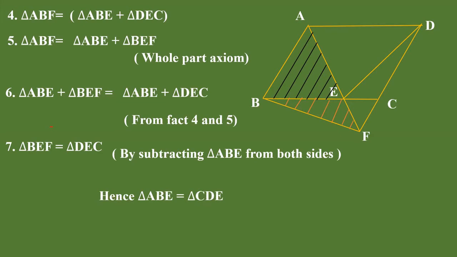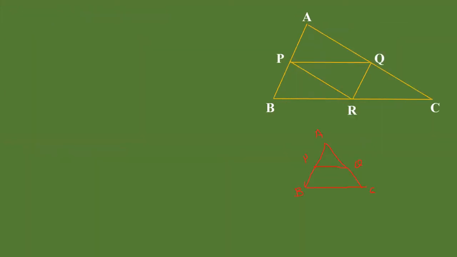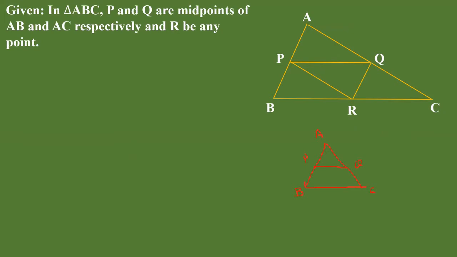Now, let's move to the next problem. This is another problem. Let's check the given. The triangle ABC is given, and here P and Q are the midpoints of AB and AC respectively, and R is any point here. Before we proceed, let me show you what we have to prove here. Triangle PQR is equal to 1/4 of the triangle ABC. That's what we have to prove here.